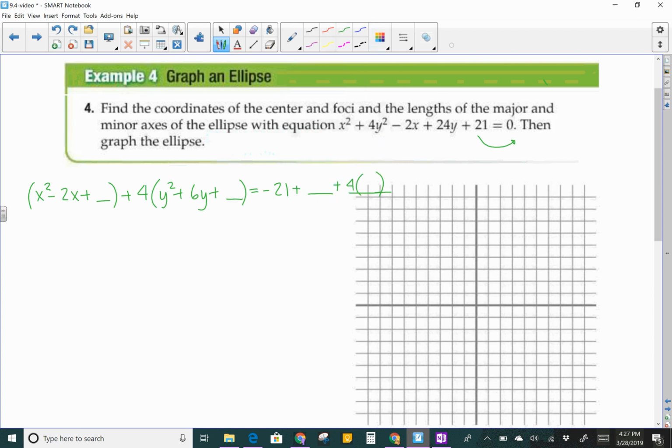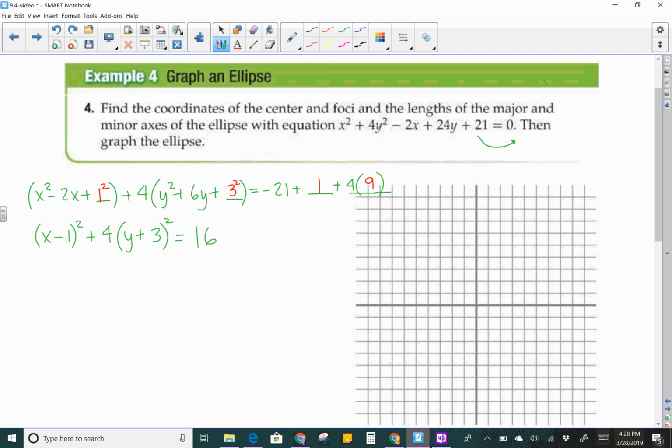So what am I going to put in those blanks? What goes in here is half of 2 squared. Don't need to worry about the negative because I squared it. So that means that's a 1. And then half of 6 is 3 squared, and that becomes a 9. So now I'm going to go back, and I'm going to factor. This is going to become x minus 1 quantity squared. Always takes this sign right here. Plus 4 times y plus 3 quantity squared equals, and negative 21 plus 1 is negative 20, so 36 minus 20 is 16.